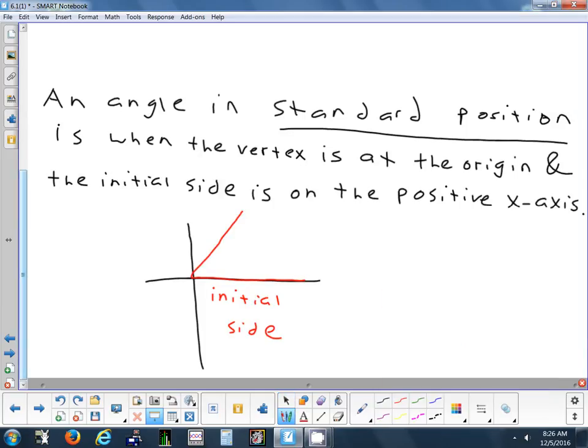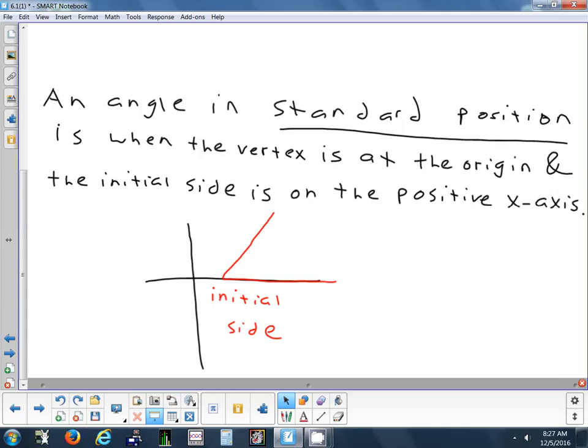Okay, so as I mentioned earlier, if they don't tell you where to put the initial side, there's usually a way we always draw the angle, kind of the standard way, and it's called standard position. For an angle to be in standard position, two things have to happen. One, the initial side has to be on the positive x-axis, and two, the vertex has to be at the origin. Okay? As long as both those things happen, that's an angle in standard position. Okay? So if I took this angle and did that, is that standard position? No. What's wrong with that?